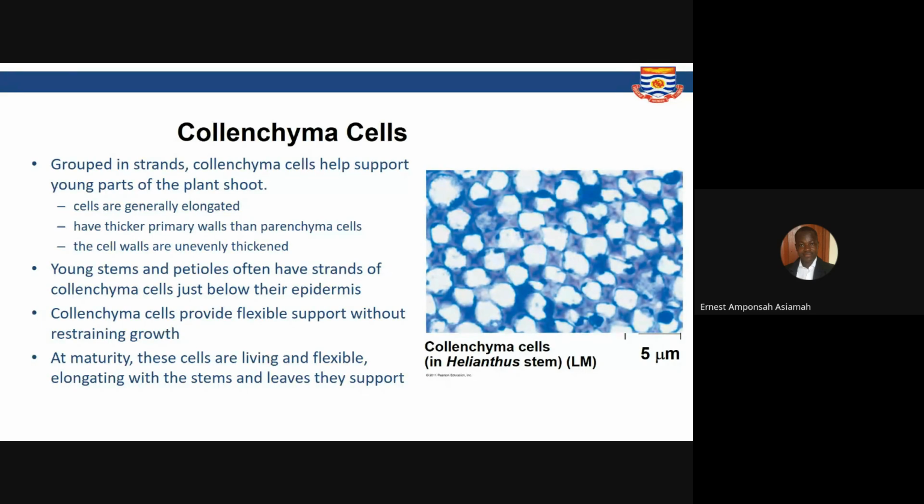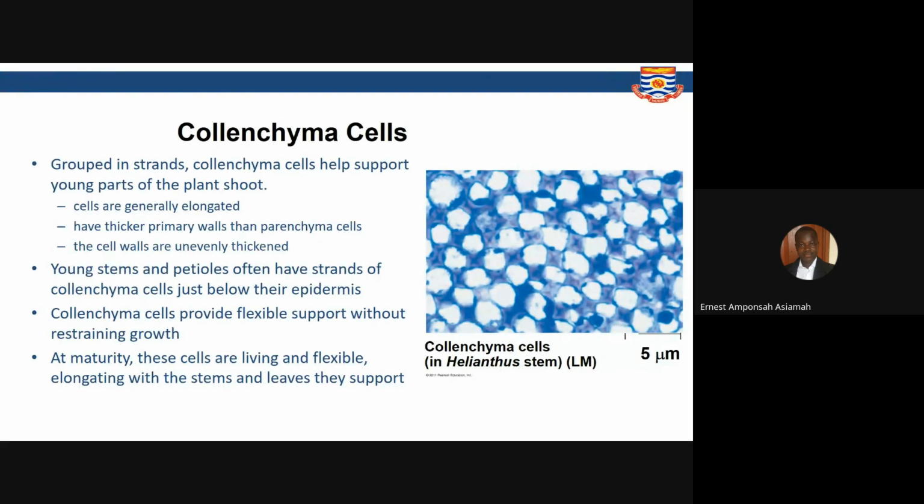And they are located just below the epidermis. So for example, young stems and also petioles often have strands of collenchyma cells just below their epidermis. And the purpose is that whilst they are providing the support, they are not supposed to restrain the growth. They are not supposed to restrain the other parts of the plant from growing thicker. And therefore, they don't have to be thickened.